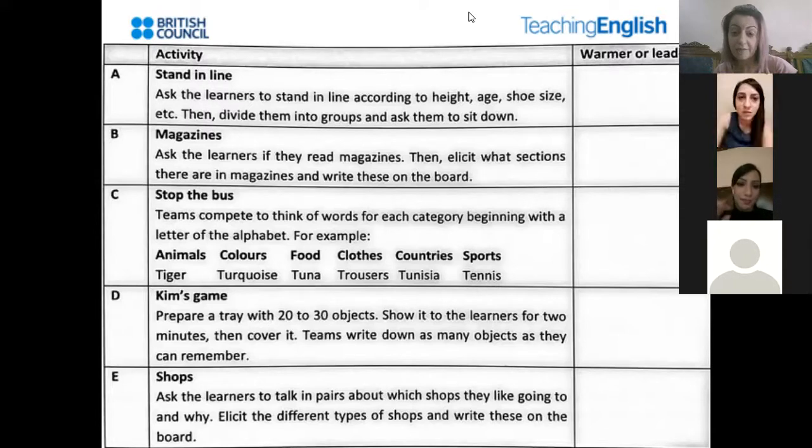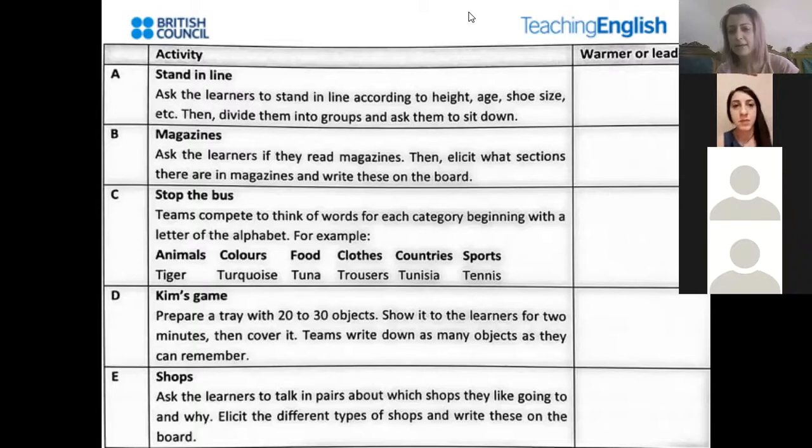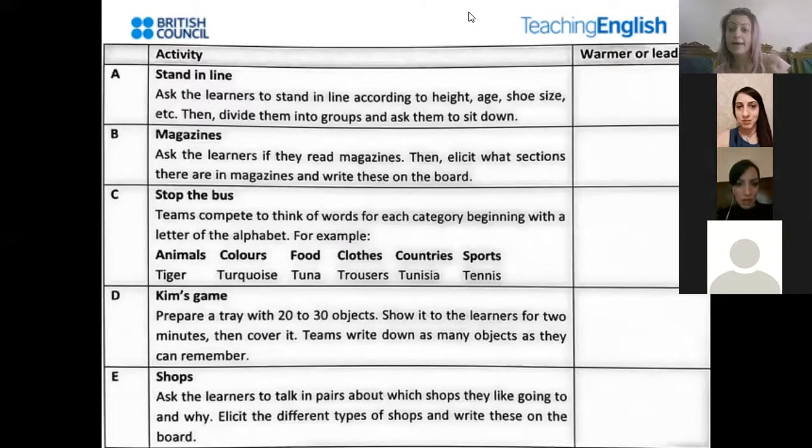Okay, we don't have enough time to read all of them, but please think of a warmer and a leading to introduce to us next time. Okay, guys. Can you think of a warmer? Think of a warmer and one leading.